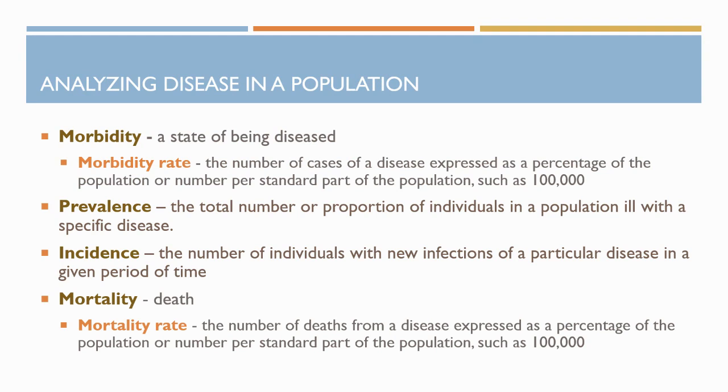When we look at disease within a population, there are statistics that we use to gain a picture of the state of that disease within the population. Morbidity is the state of being diseased. How many people are ill? How many people carry this? The morbidity rate is the number of cases of a disease expressed as a percentage of the population. Or it could be a number per standard part of the population, so per 100,000 people.